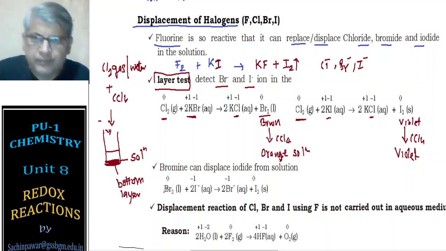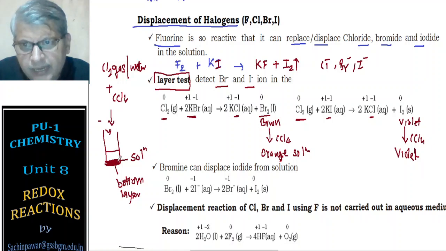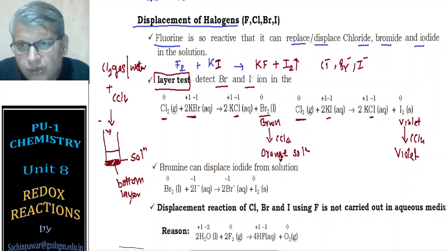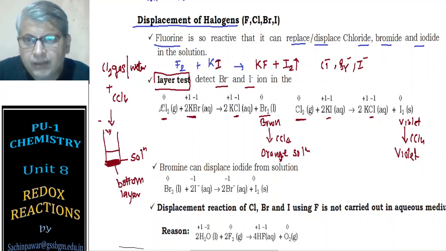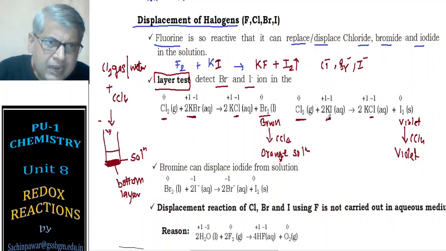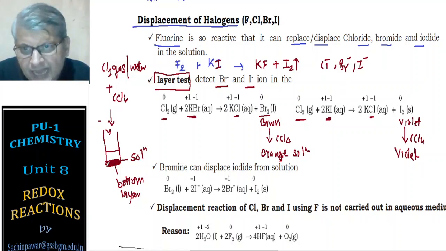Now, when chlorine displaces bromine, the bromine goes and sits in the bottom layer, and you will see an orange colored bottom layer when chlorine displaces bromine from bromide solution. The bottom layer becomes violet when chlorine displaces iodine from potassium iodide, and the iodine goes and settles in the carbon tetrachloride layer.